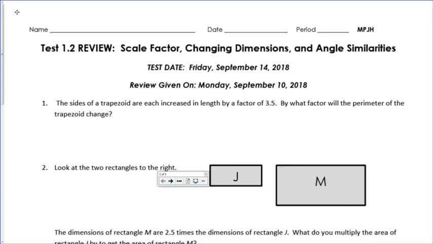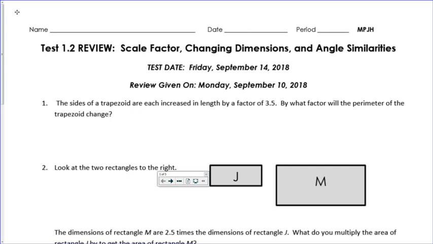Academic Test Review 1-2, Scale Factor and Changing Dimensions. We're going to go through a few of the problems. I'm going to work you through the process, and then the key for the rest of them will be on Canvas later. So let's look at number 2 first.